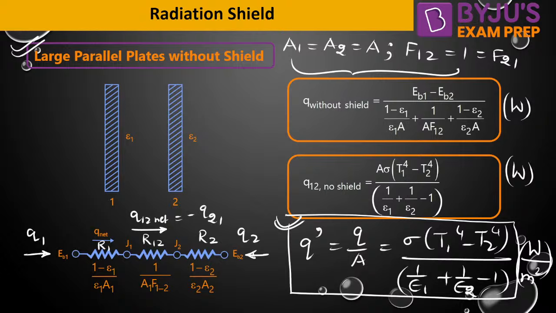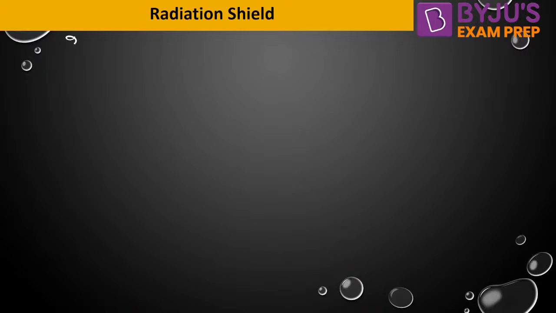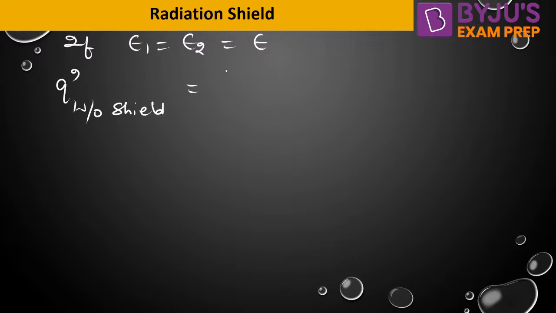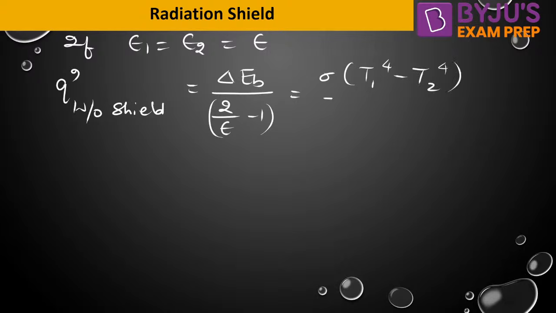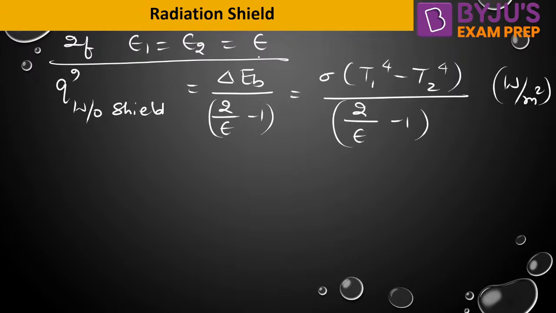Is this clear? Now, if epsilon 1 is equal to epsilon 2 is equal to epsilon, then Q dash without shield will be written as delta EB upon 2 by epsilon minus 1, isn't it? It will become 2 by epsilon minus 1, or we can write it as sigma into T1 to the power 4 minus T2 to the power 4 upon 2 by epsilon minus 1. The unit is watt per meter square, if epsilon 1 is equal to epsilon 2 is equal to epsilon. So this is how without shield we can analyze.